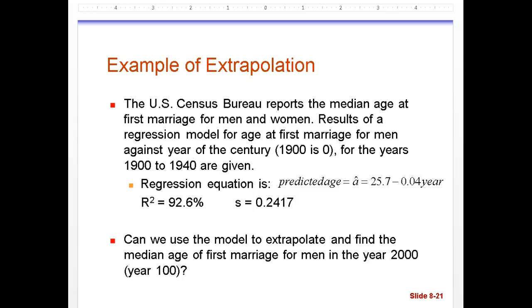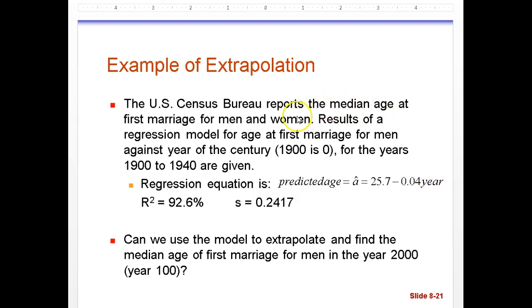We're told here that we have data for first marriage for men and women, and a model was calculated. It says results of a regression model for age at first marriage, and I assume this is the median age at first marriage for men against the year of the century for the years 1900 to 1940 are given. I don't have the data here, but if we were to run those in Minitab, we would find that the predicted age, a hat here, is equal to 25.7 minus 0.04 times the year of the century.